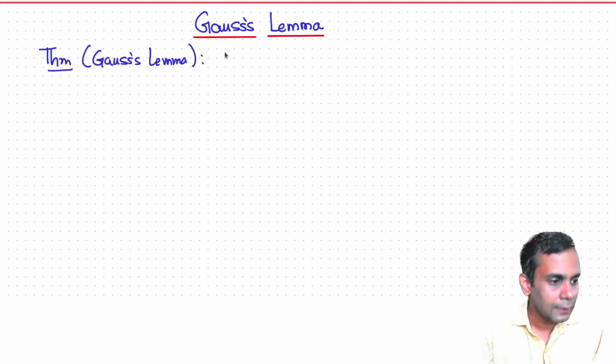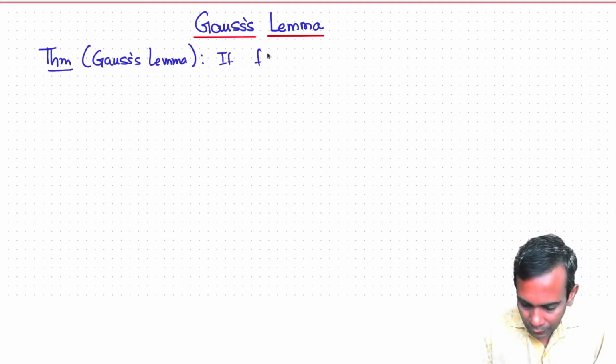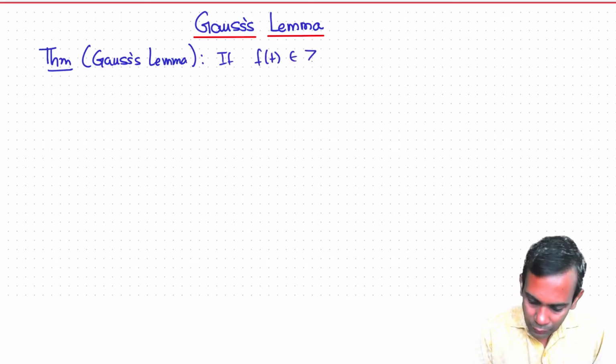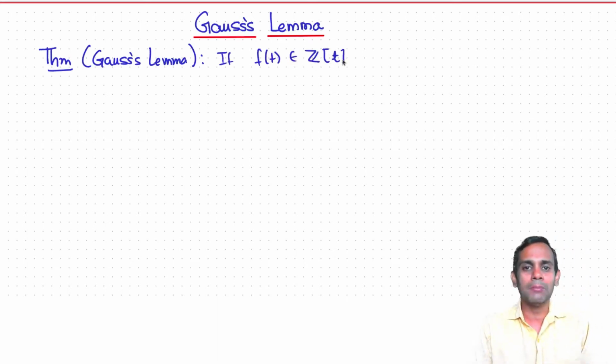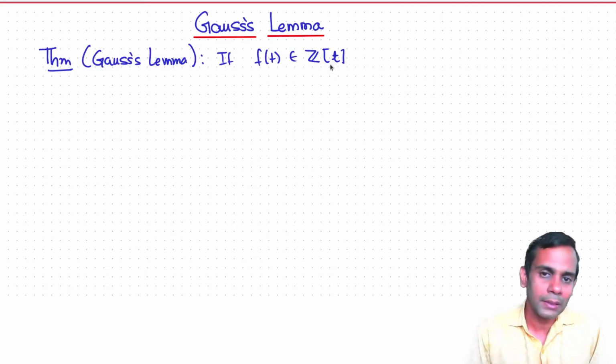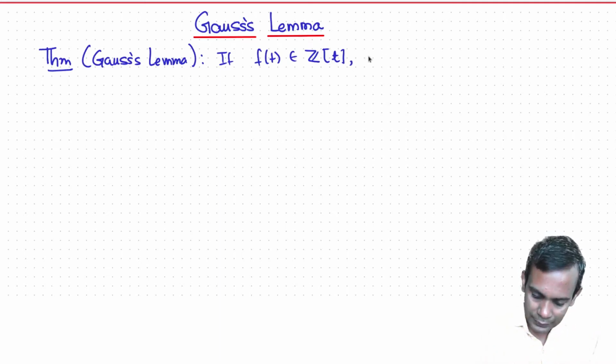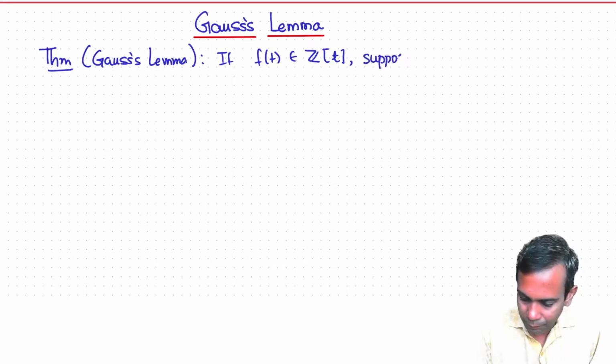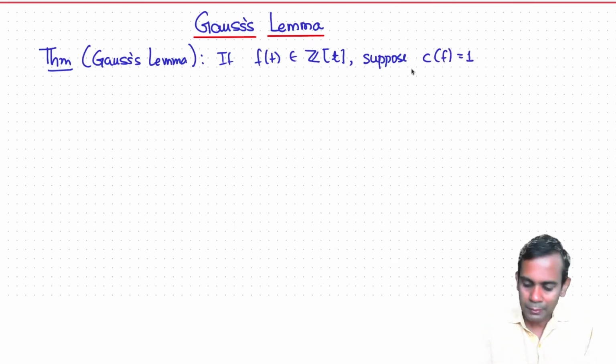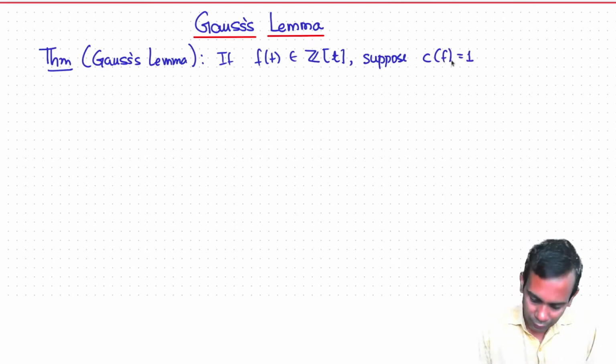It says that if f is a polynomial with coefficients in the integers, so this Z square brackets t means we're looking at polynomials in the variable t whose coefficients are all integers. And suppose the content of f is 1. So I need to explain to you what the content of f means.